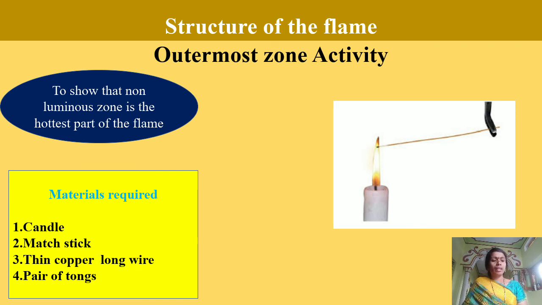Place the candle on the table and light it with the help of a matchstick. Hold a thin copper wire just inside the flame with the help of the tongs for 30 seconds. The copper wire turns red hot. This is the non-luminous flame of the candle. It has a high temperature. These are the three activities regarding the structure of the flame.